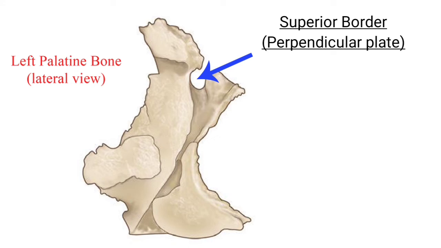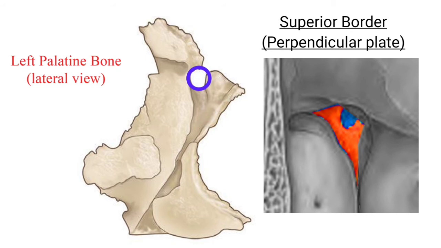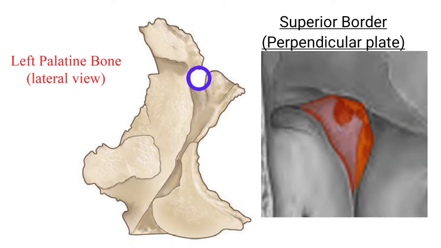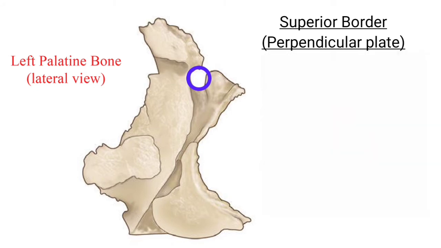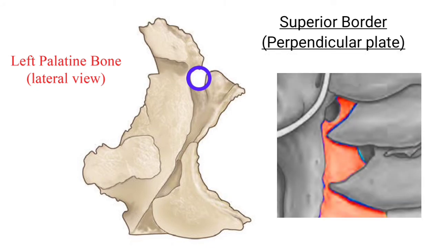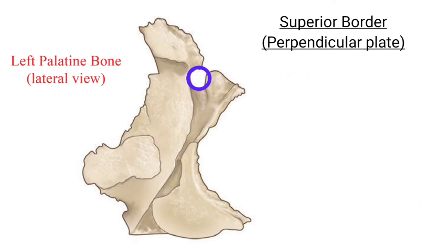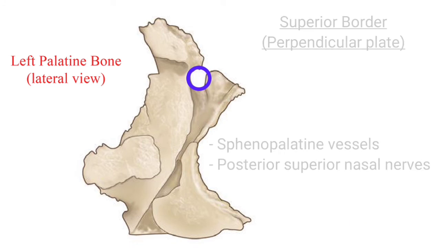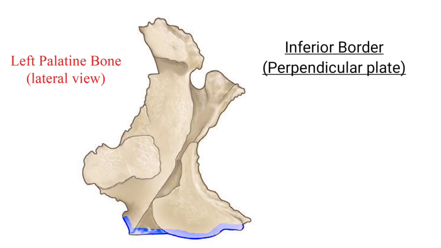The latter is converted by the body of the sphenoid into a sphenopalatine foramen, which communicates the pterygopalatine fossa with the posterior part of superior meatus and transmits sphenopalatine vessels and posterior superior nasal nerves. The inferior border is continuous with the lateral border of the horizontal plate.